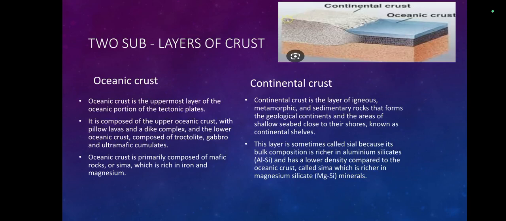Continental crust is the layer of igneous, metamorphic and sedimentary rocks that forms the geological continents and the areas of shallow seabed close to their shores known as continental shelves. This layer is sometimes called sial because its bulk composition is richer in aluminium silicates AlSi and has a lower density compared to the oceanic crust called sima, which is richer in magnesium silicate MgSi minerals.